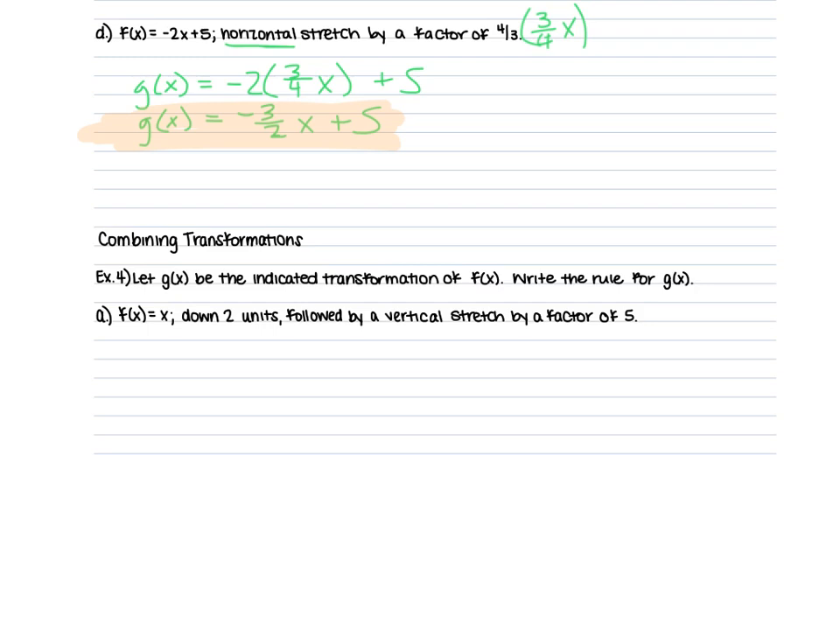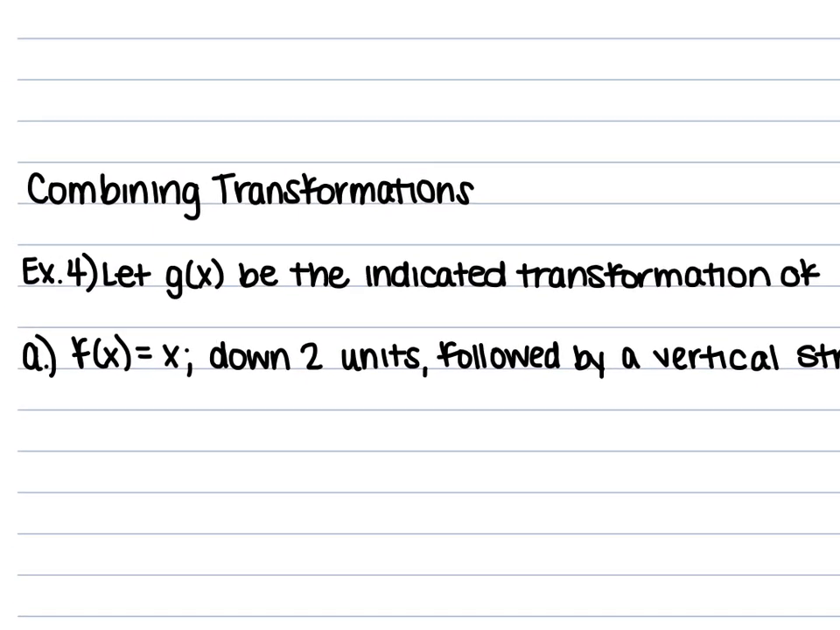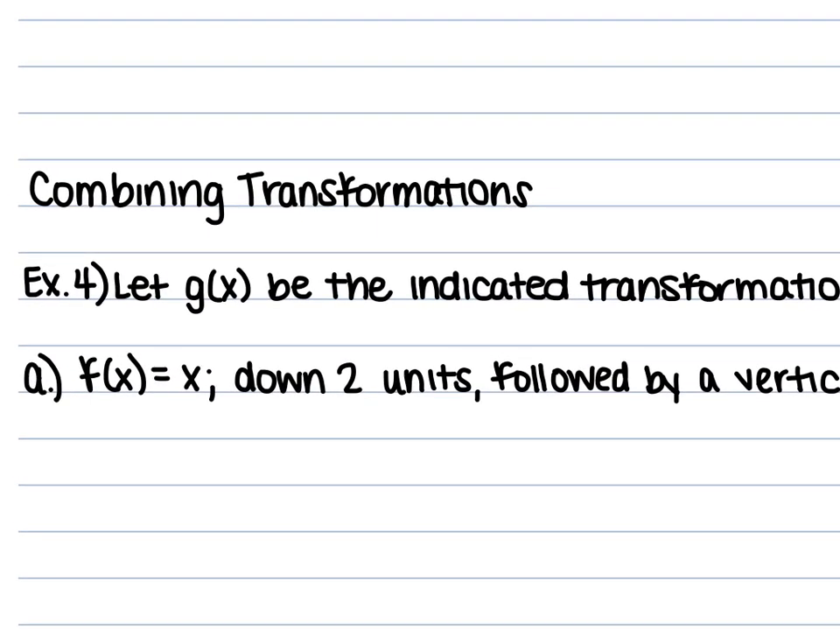So example 4, let g of x be the indicated transformation of f of x, write the rule for g of x. So we have f of x is equal to x, we need to move it down 2 units, followed by a vertical stretch by a factor of 5. So what happens when we go down 2 units? Minus 2. We subtract 2 at the end, so outside of our parentheses.